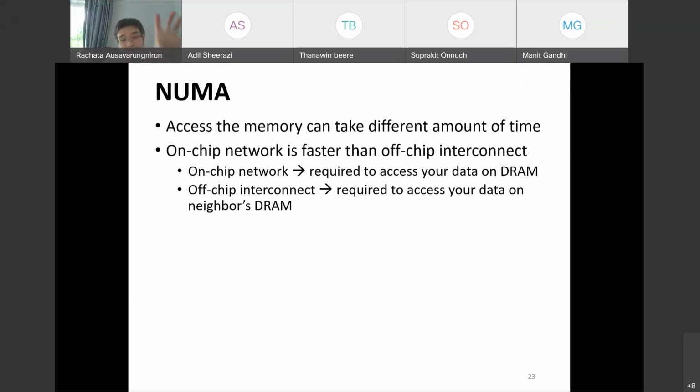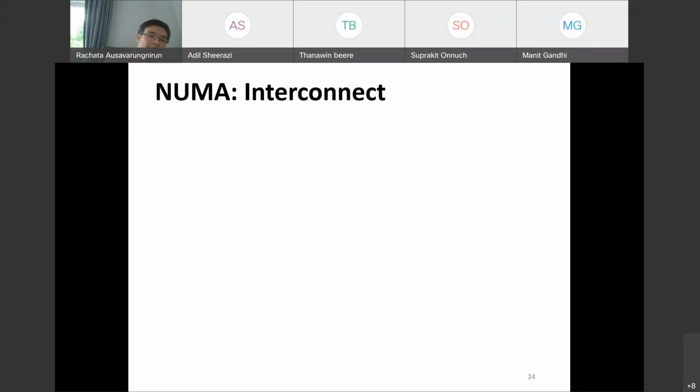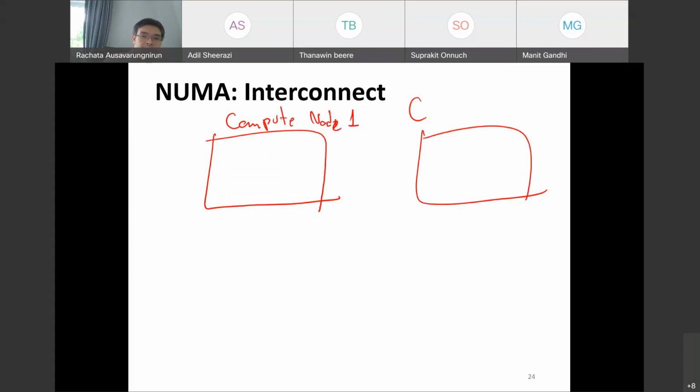I'm going to move to the next slide so I can draw things. All right, bear with me. Here is compute node 1. Here is compute node 2.